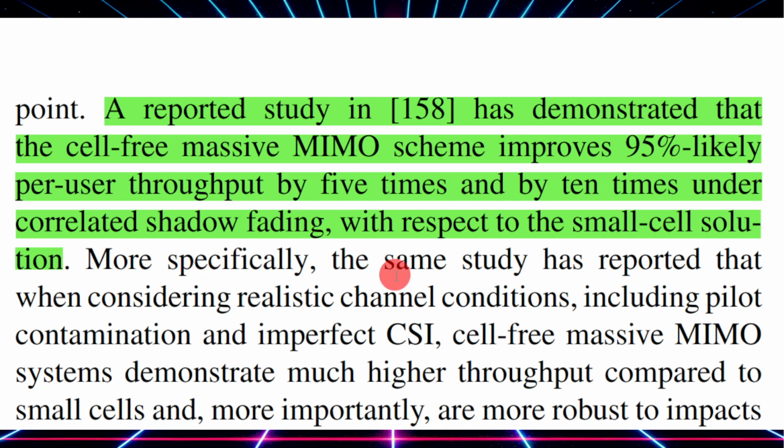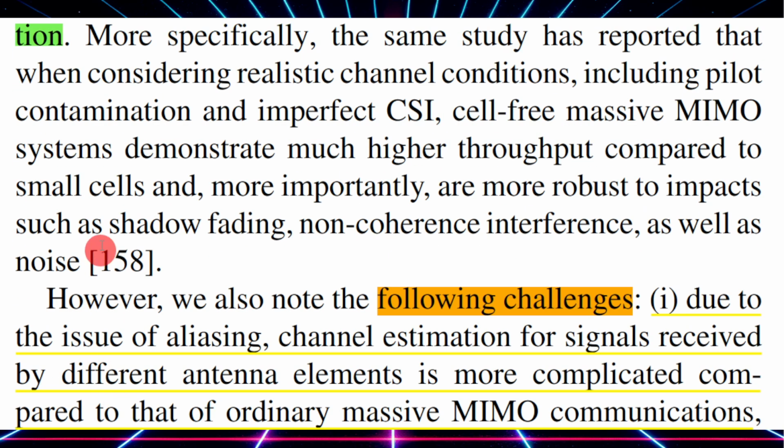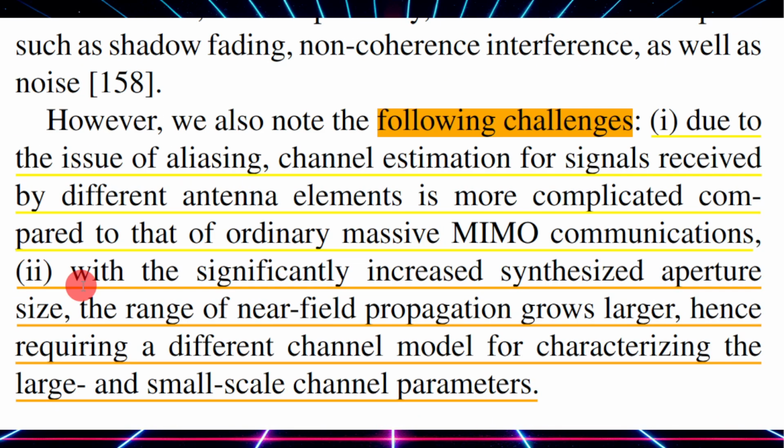More specifically, the same study has reported that when considering realistic channel conditions, including pilot contamination and imperfect CSI, cell-free massive MIMO systems demonstrate much higher throughput compared to small cells, and more importantly, are more robust to impacts such as shadow fading, non-coherent interference, as well as noise.